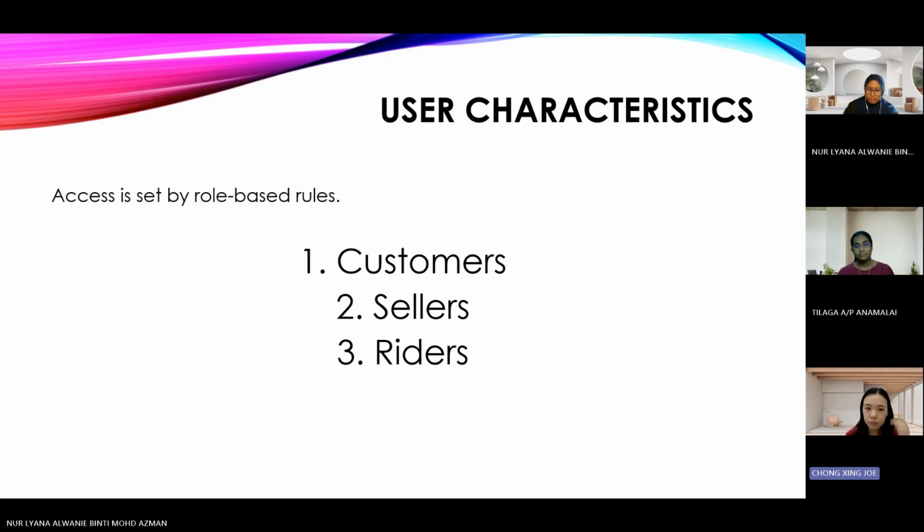And the last one is the rider. The riders are the delivery workers, and they can take tasks based on the live order status. They need a phone with GPS, like Google Maps, to see the customer address, and they can also see the pickup and delivery details. Okay, next.